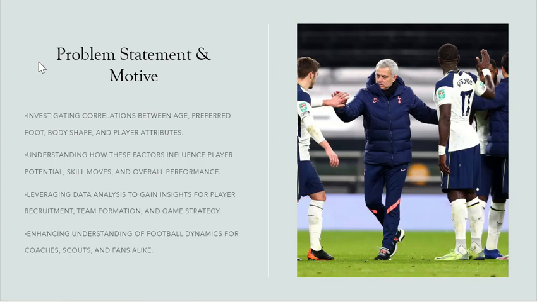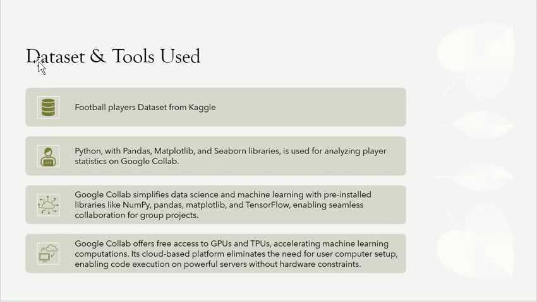The main problem of this analysis is investigating correlations between age, preferred foot, body shape, and player attributes, and understanding how these factors influence player potential, skill moves, and overall performance. Leveraging data analysis to gain insights for player recruitment, team formation, and game strategy, enhancing an understanding of football dynamics for coaches, scouts, and fans.